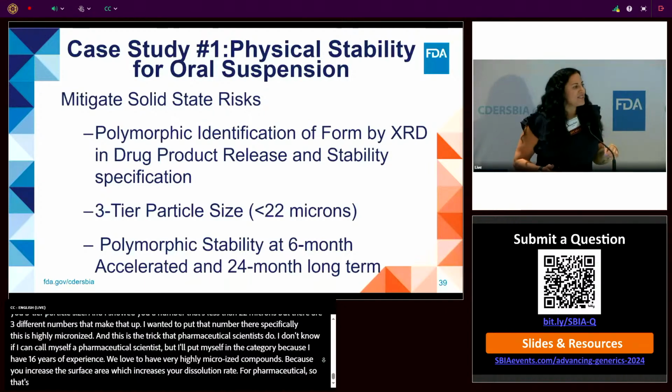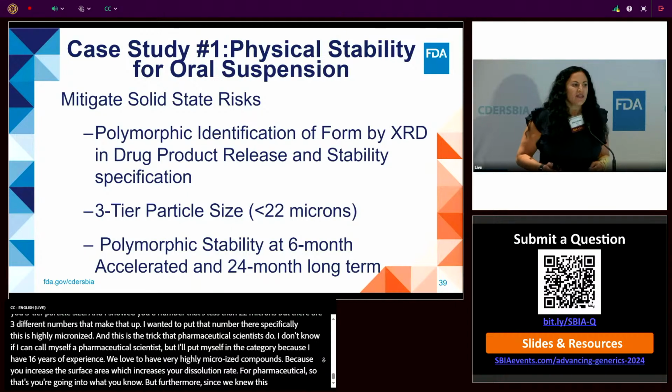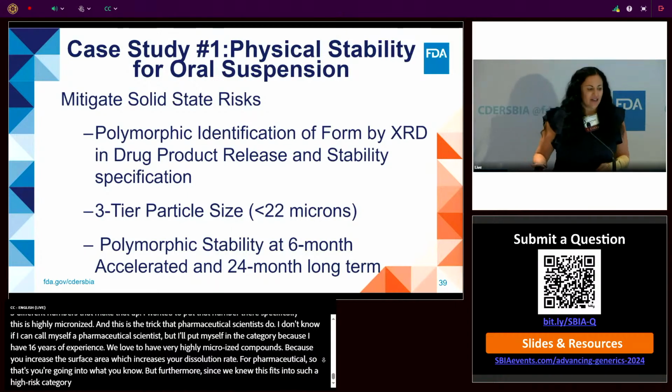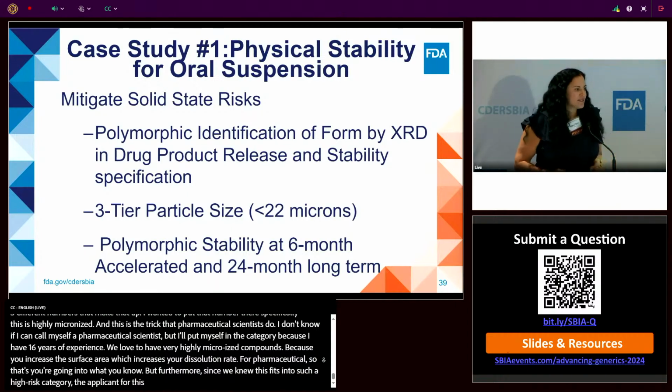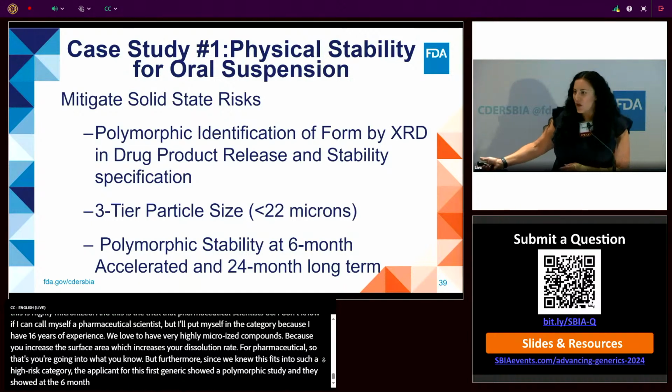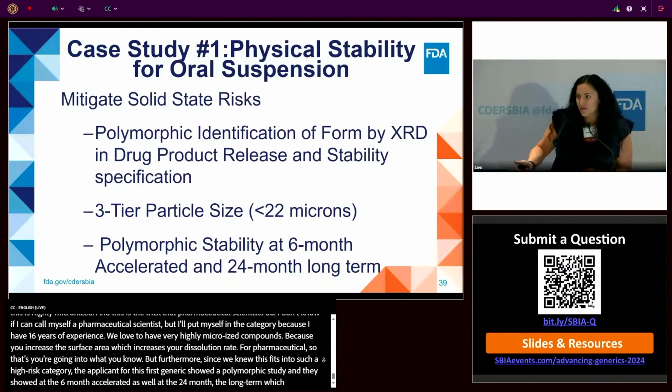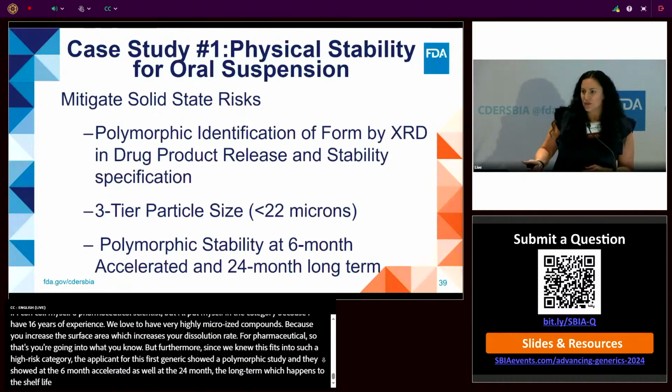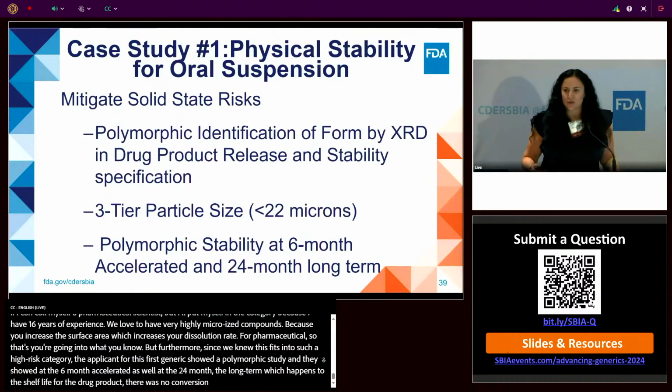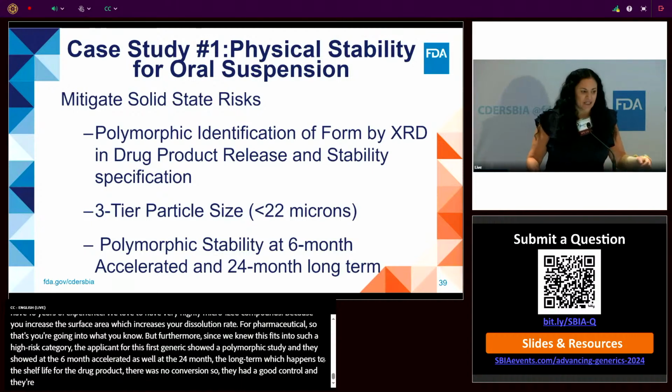But furthermore, since we knew that this fit into such a high risk category, the applicant for this first generic showed a polymorphic study. And they showed that at the 6-month accelerated, as well as at the 24-month long term, which happened to be the shelf life for their drug product, there was no conversion. So they had a good control, and they're going to keep all these controls in place and watch it, and make sure that this does not happen and that they have the form, because it's very important.